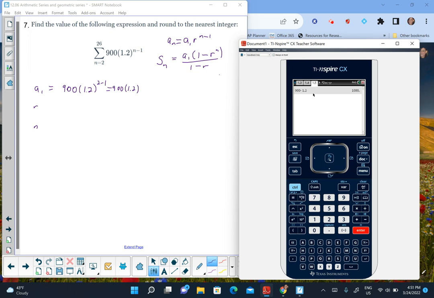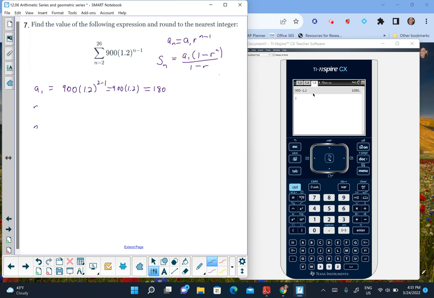Is 1080. r is going to be the base of 1.2. And to get n, since we don't start at 1, or even if we did, we can use the same protocol. Take the upper bound of the sigma sign minus the lower bound of the sigma sign and add 1 to it, and you get 25.